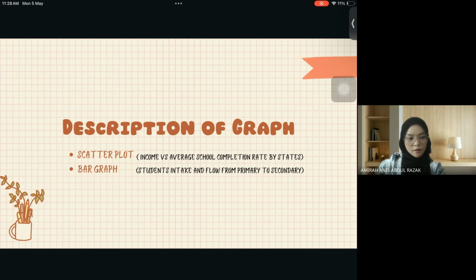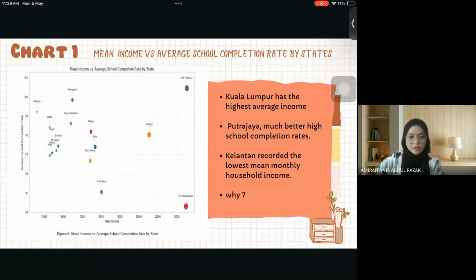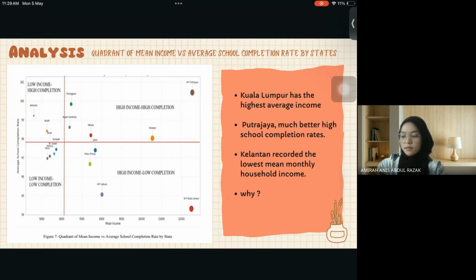is the description of the graphs that we have chosen, a scatter plot and a bar graph. The scatter plot is income versus average school completion rate by states. As you can see in chart 1, Kuala Lumpur has the highest average income because in KL there are so many economic opportunities. So students don't always finish their schooling, and they prefer to find money by working. That's why Kuala Lumpur has the highest average income, but at the same time, as in the next slide, it has high income but low completion of schools.